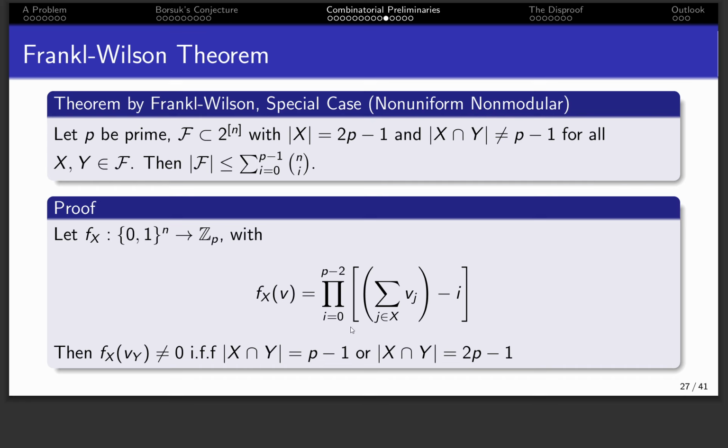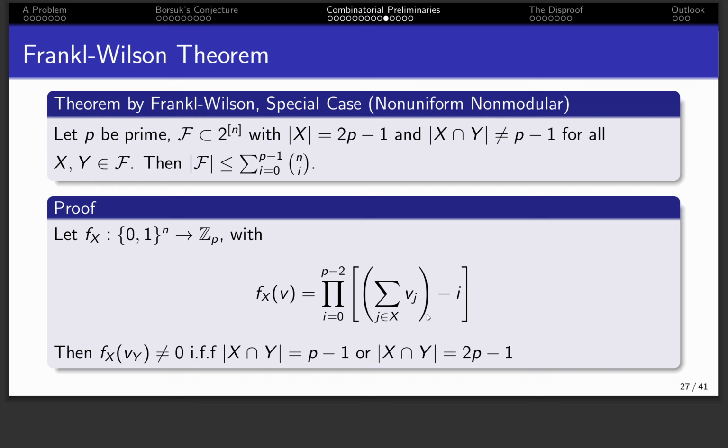Okay, now what happens if we plug some vector in? Let's say we plug a vector in with the intersection size of x and y being p minus 1. Well, then, since i only goes up to p minus 2, all of these terms in the product are nonzero, so we get some nonzero number in Z_p. And this also happens if the intersection size is 2p minus 1. This only happens, since all our sets have cardinality 2p minus 1, if x and y are equal. Since 2p minus 1 in Z_p is the same as p minus 1, since we then reduce by p.